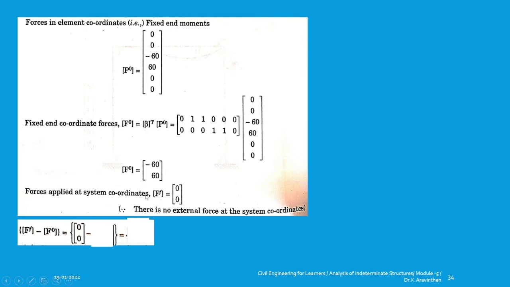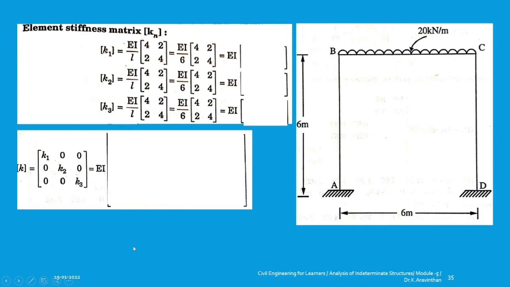Then F of F. What is F of F? Force applied at system coordinates. You don't have any external force at the joints, hence it will be 0, and your formula is F of F minus F naught. F of F is 0, 0, and F naught is minus 60, plus 60. So if you subtract, you will be getting 60 and minus 60 as your answer.